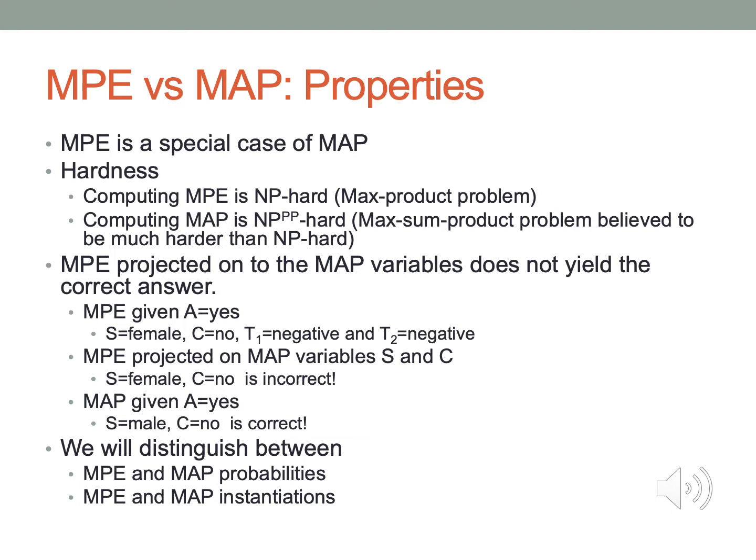A final point I want to make is that we'll distinguish between MPE and MAP probabilities and MPE and MAP tuples or instantiations or assignments. From an optimization perspective, probabilities give the optimal value of the objective function, while tuples or instantiations give the optimal assignment to the variables of interest in the optimization problem.